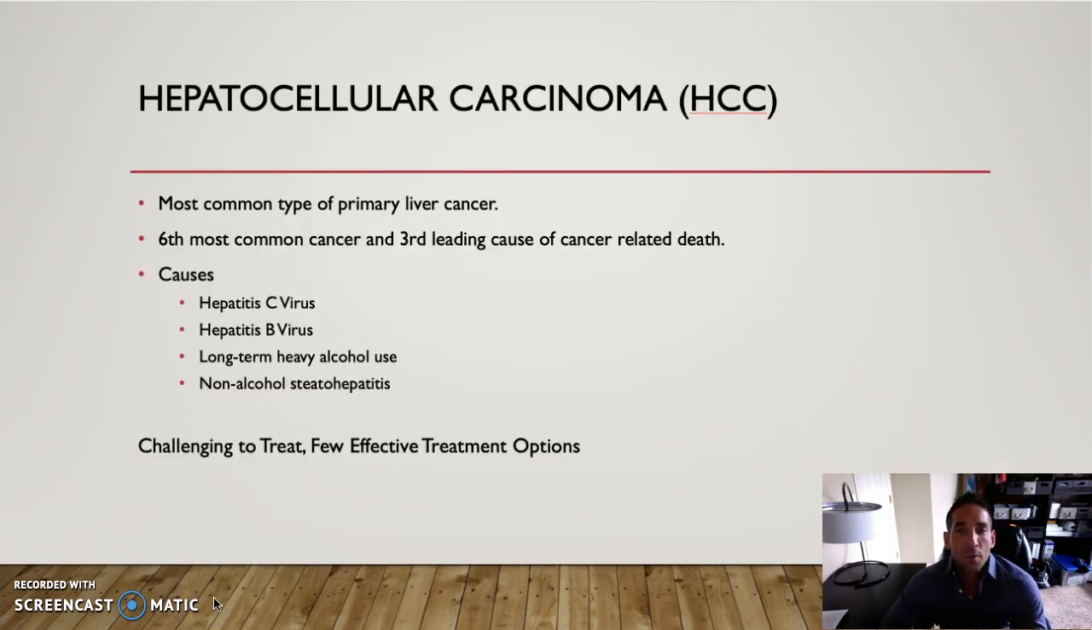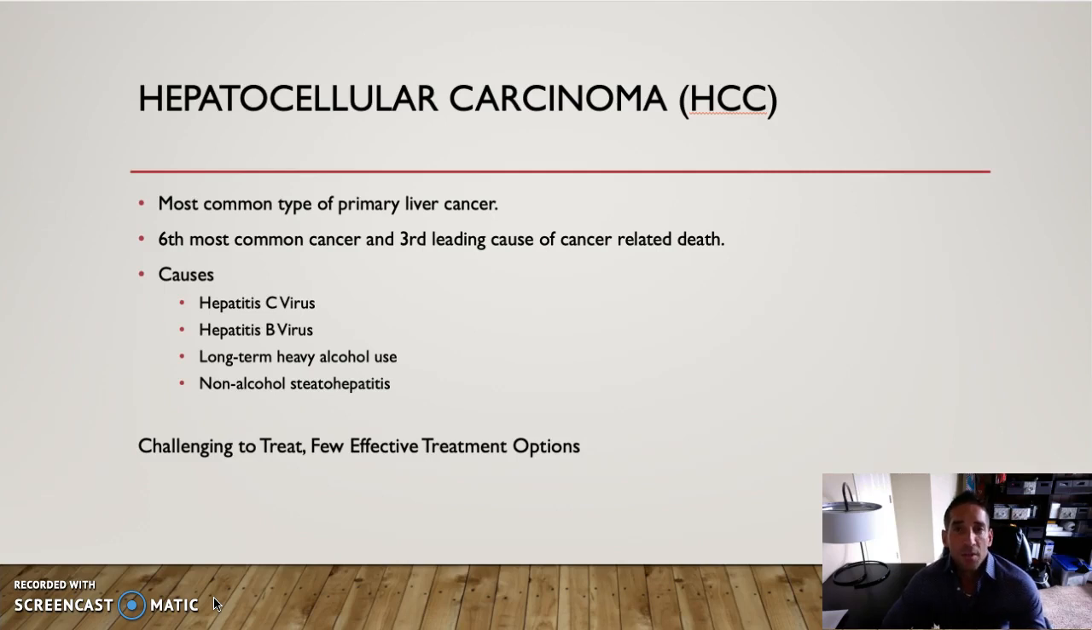Hepatocellular carcinoma is the primary type of liver cancer, which means that it's a tumor that grows from within your liver, not from outside your liver. Most common causes here in the US of HCC are going to be hepatitis B and hepatitis C, as well as patients that have a long-standing history of alcohol abuse.